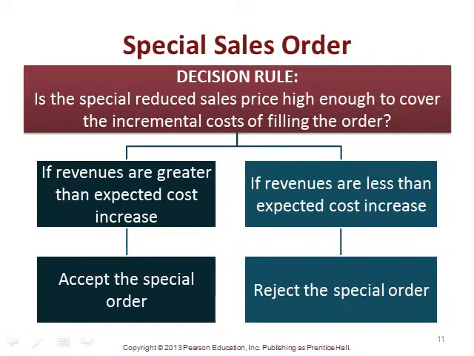The next decision rule says, is the special order reduced sales price high enough to cover the incremental cost of filling the order? There we're looking at, am I going to cover my variable costs? Because if I'm not going to cover my variable costs associated with the order, then, unless there's a strategic case that can be made for it, I'm not going to do that. So if revenues are greater than the expected cost increase, which generally are going to be variable cost, then we would accept the special order. If they're less than the expected cost increase, we would reject the special order.